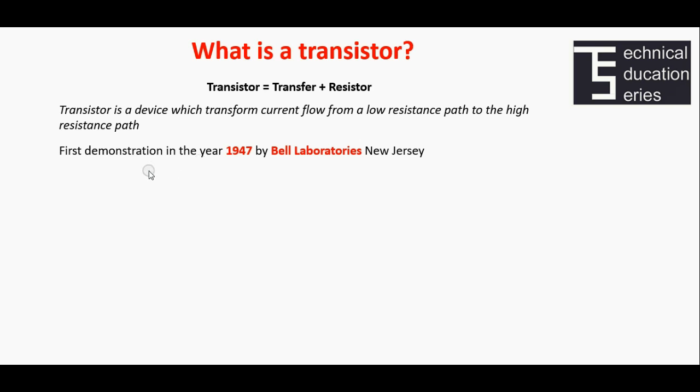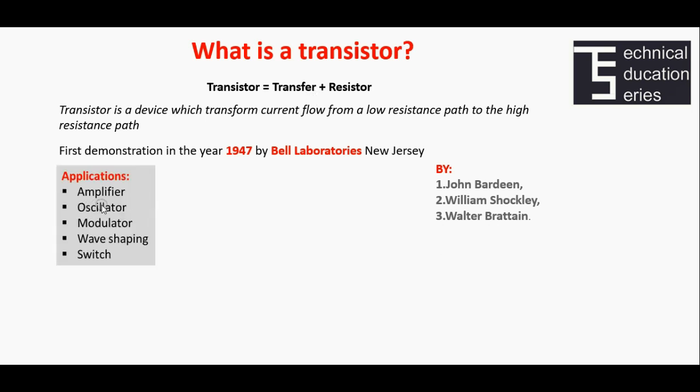The first demonstration of the transistor was in the year 1947 by Bell Laboratories, New Jersey. Three individuals were credited with the demonstration of the transistor: John Bardeen, William Shockley, and Walter Brattain. The most common application of the transistor is as an amplifier, but it can also be used for other applications such as oscillator, modulator, wave shaping, and switching circuits.